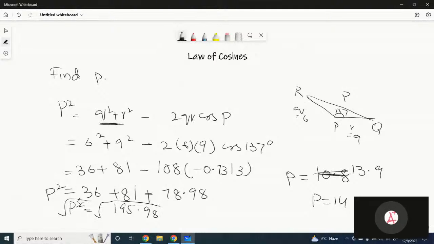That's how you can use the cosine law. You can use the cosine law when you are given two of the side lengths and the angle that is in between both the sides. Got it? In this case, you can use the law of cosine.